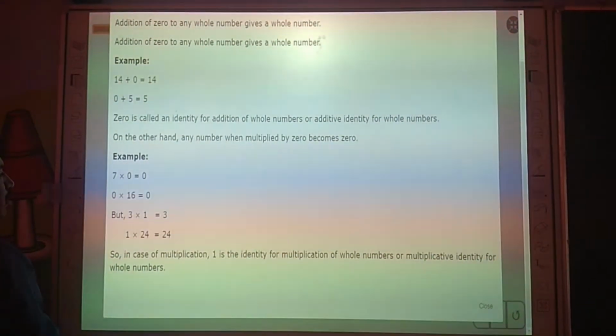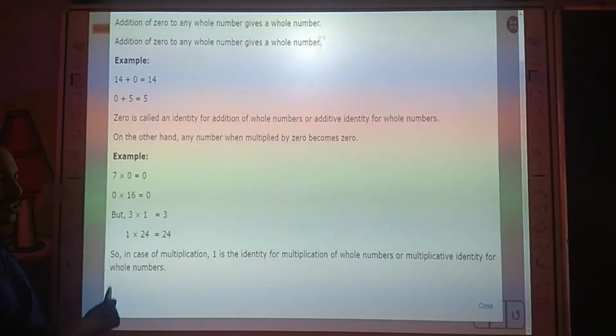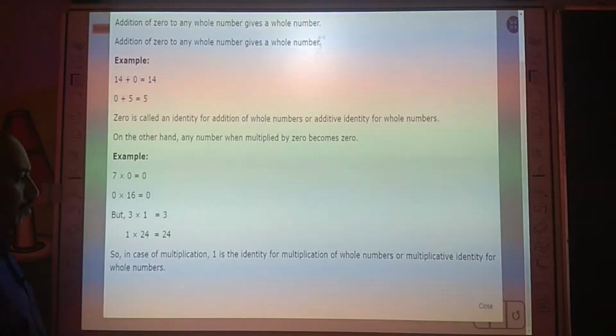7 into 0 is equal to 0. 0 into 16 is equal to 0. 3 into 1 is equal to 3. 1 into 24 is equal to 24.